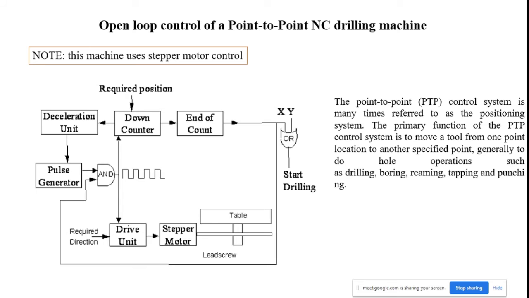Based on that, we can get the point to point movement of the spindle head with the computer numerical control machine. So the point to point control system is many times referred to as the positioning system. So positioning of the drill head is done by the point to point method on a drilling machine. The primary function of the point to point control system is to move a tool from one point location to another specified point.